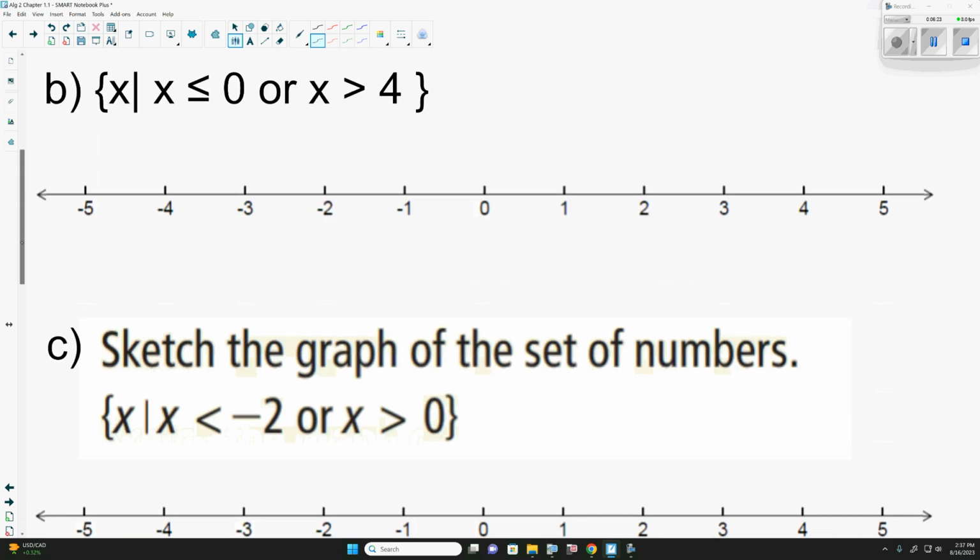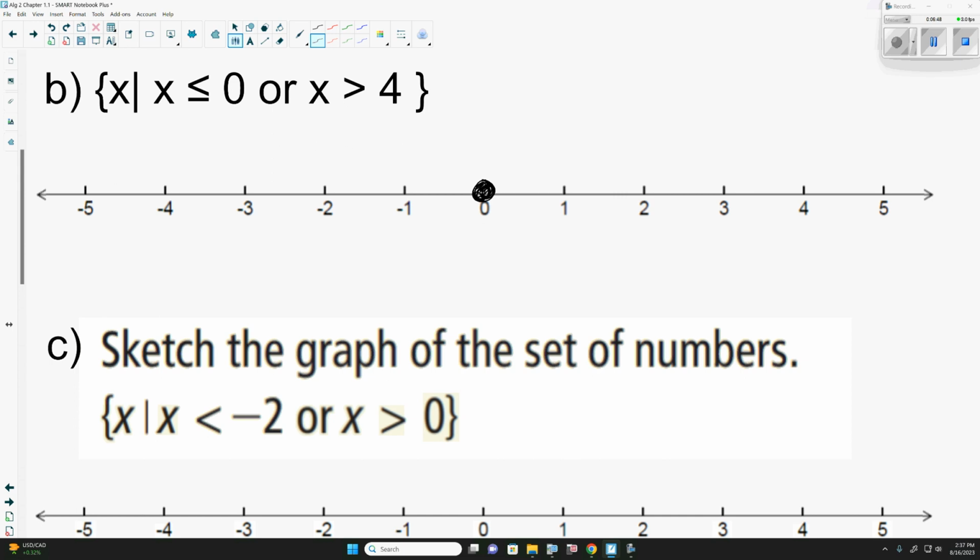B, the set of all real numbers x such that x is less than or equal to 0 or x is greater than 4. Possibly. So let's see what we have here. Let's look at the first part, 0. So we would have a circle at 0, yes? Would it be open or closed? Closed, because it's equal to. So we'll fill it in.